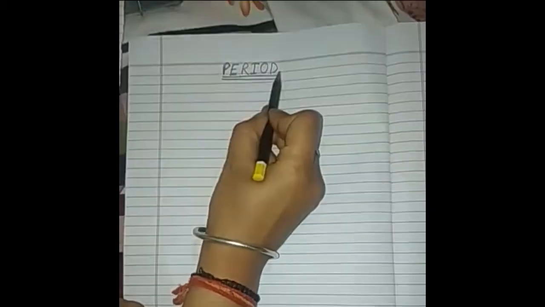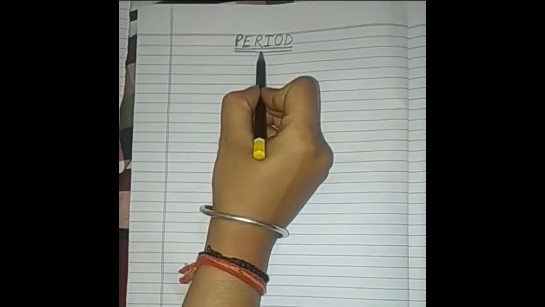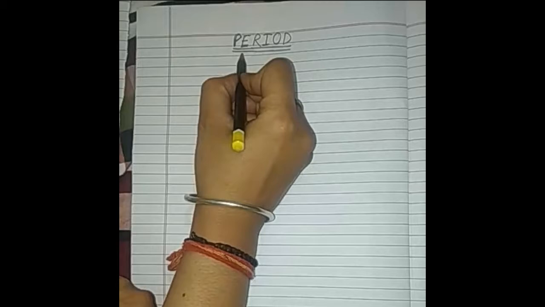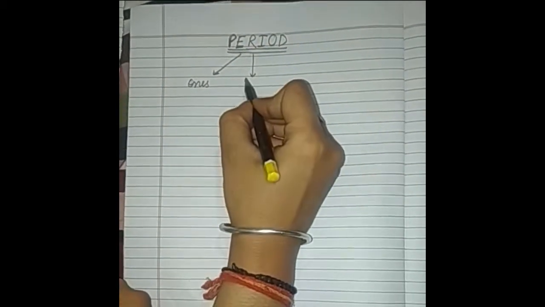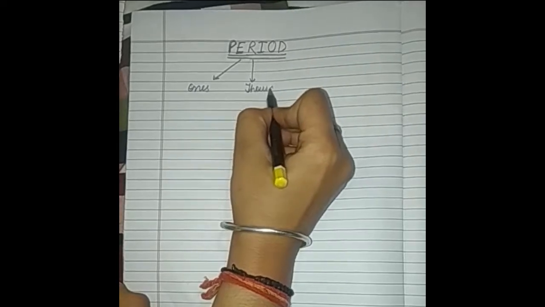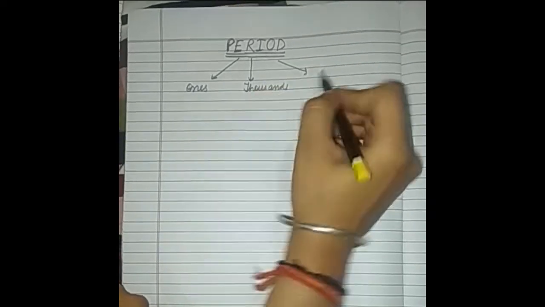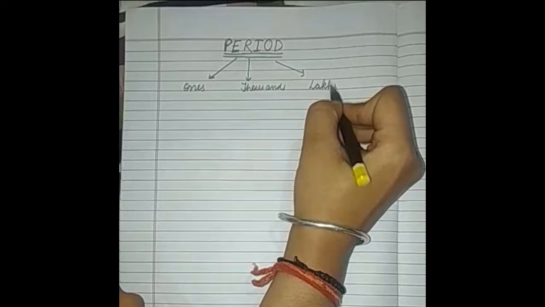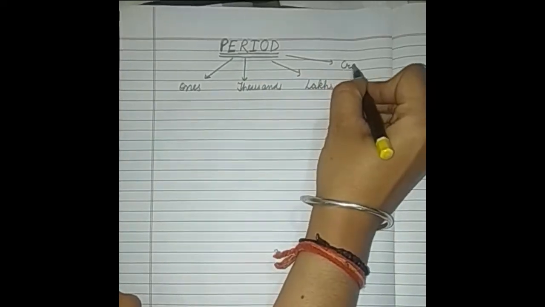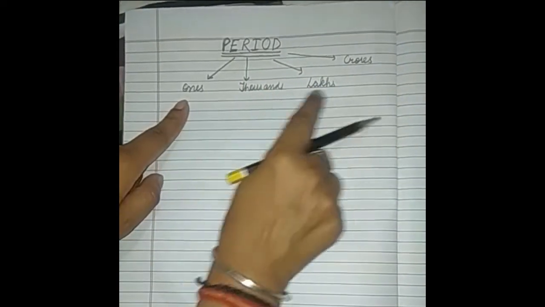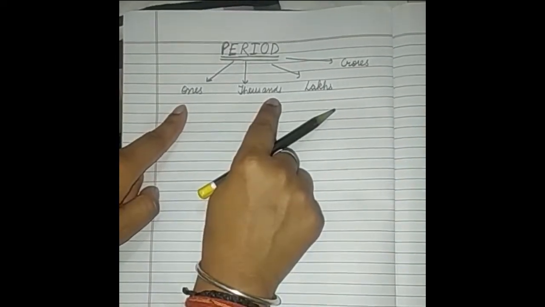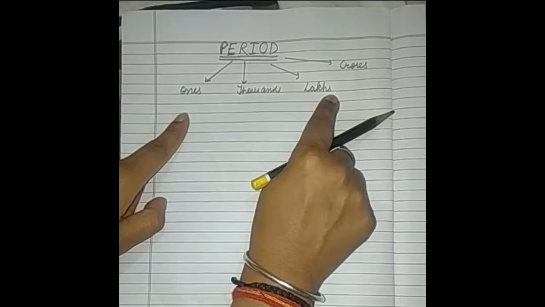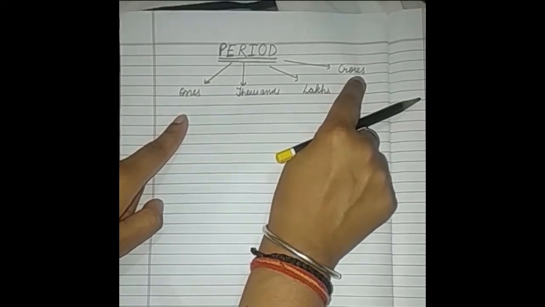We will learn a new topic, period. There are four types of period. First is ones, second is thousands, third is lakhs, and the fourth is crores. So there are the four types of period. First is ones period, second is thousands period, third is lakhs period, fourth is crores period.